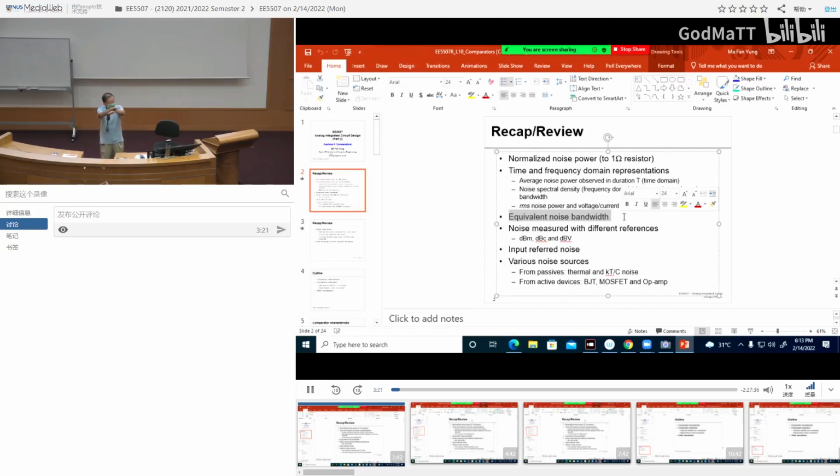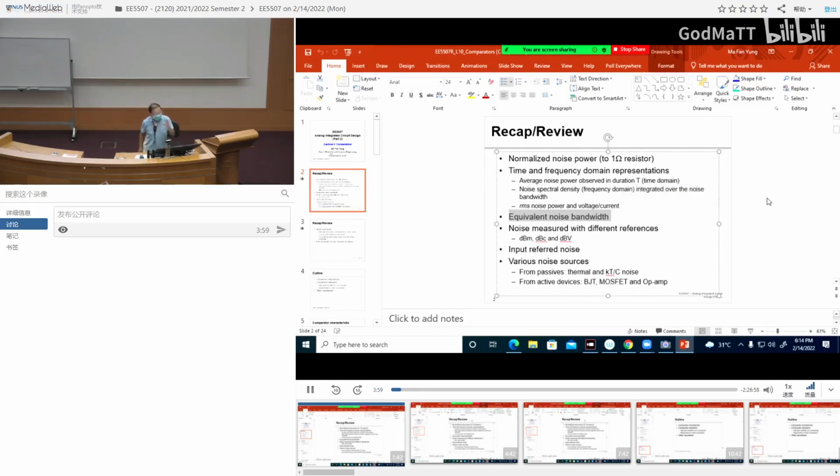You take the single pole magnitude response, then you square it, because noise power is a square. Then you integrate the total noise power from DC 0 to infinity. From then you can see the expression, and the pi over 2 comes into the expression. That means to get the same noise power, you just take the noise spectral density, which is flat, multiply by the equivalent noise bandwidth.